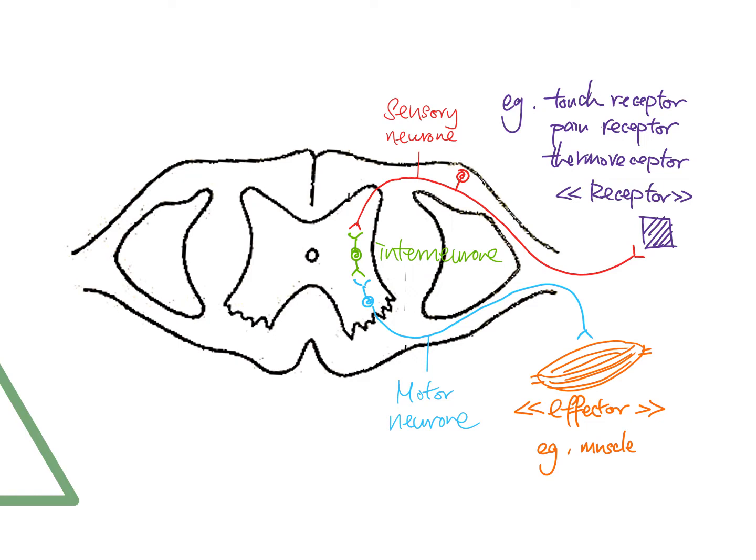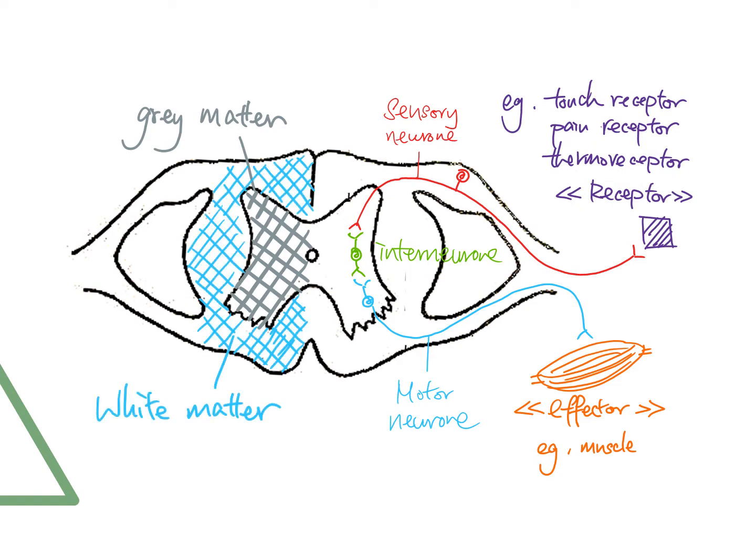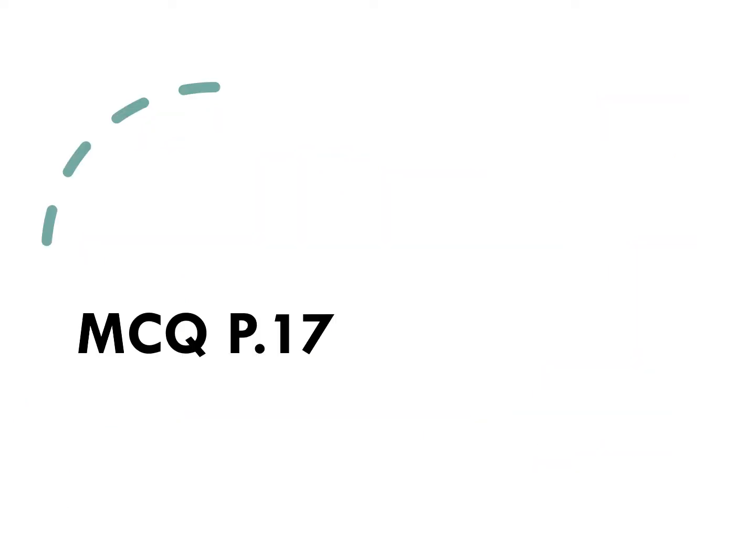Now, in the spinal cord, where do you find the gray matter and the white matter? In the center, where you can find a butterfly shape, this is the gray matter. On the outer layer, this is the white matter. Please go to your textbook page 17 to finish the MCQ.